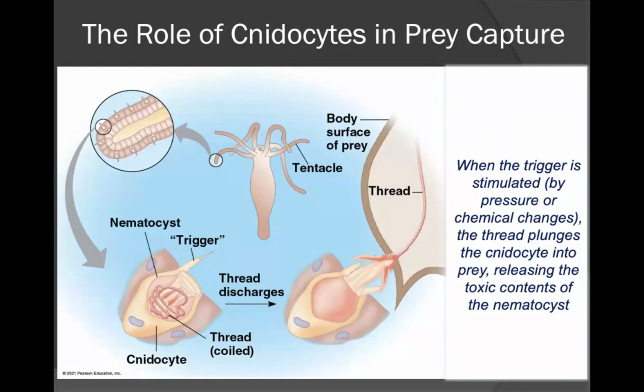This diagram depicts the importance of cnidocytes in prey capture in the hydra. At the end of the hydra, at the tentacles, you can see the presence of multiple cnidocytes. These cnidocytes have a specialized trigger mechanism. When the trigger is stimulated either by pressure or chemical changes in the environment, the thread, which is present within the nematocyst, will then burst forward. This will then release the toxic contents of the nematocyst that will then help to immobilize prey.